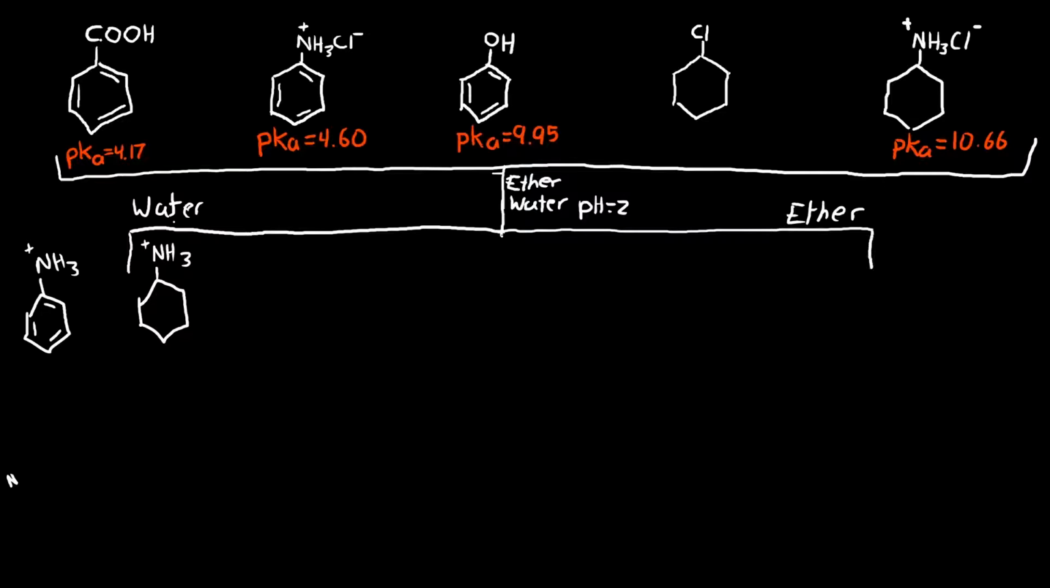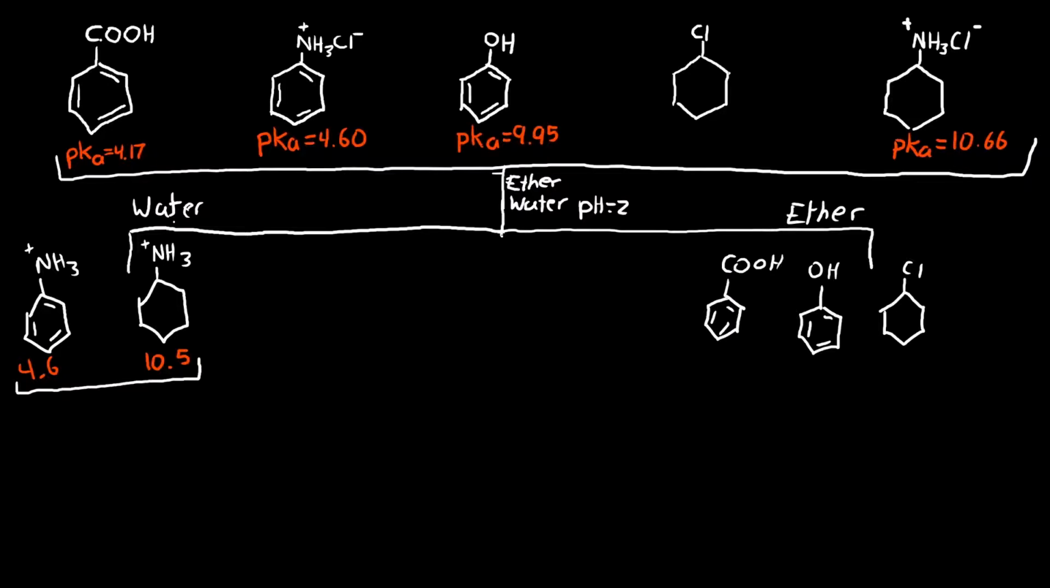On the right side, the non-charged compounds are the ones with the COOH group. And this one does have the double bonds. The next one is the OH group. It also has double bonds. And the final one is the chloro group. So these fall into ether because they're not polar. They don't have the positive charge or the negative charge.